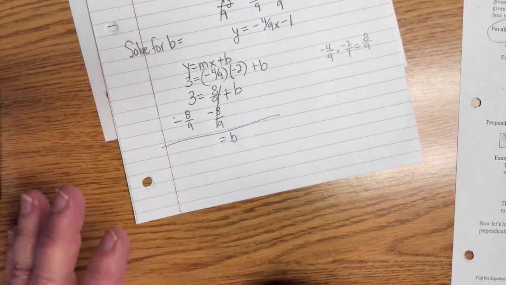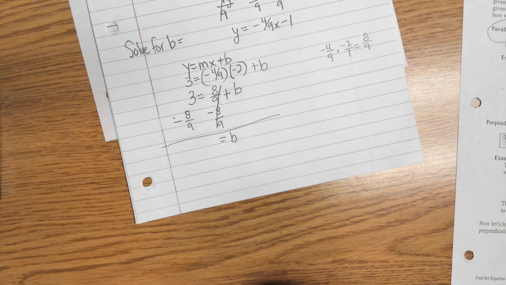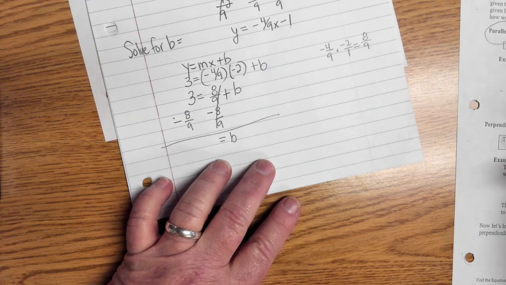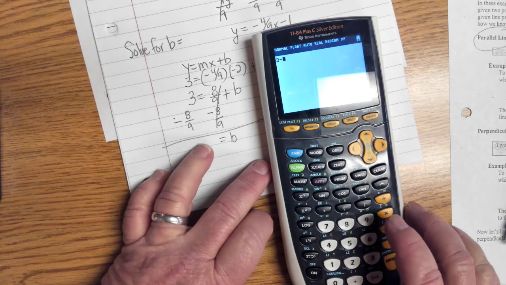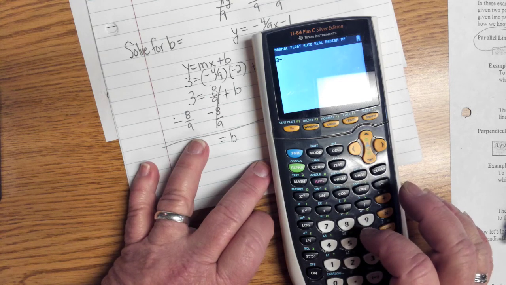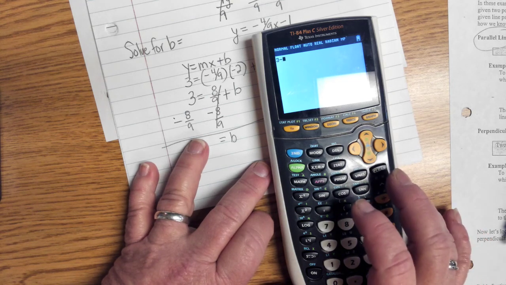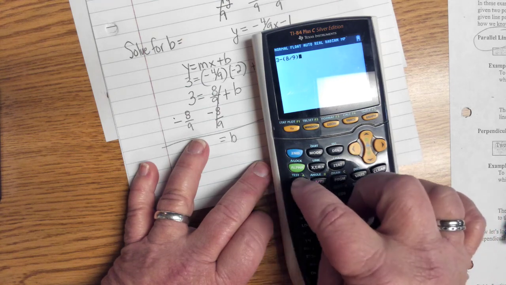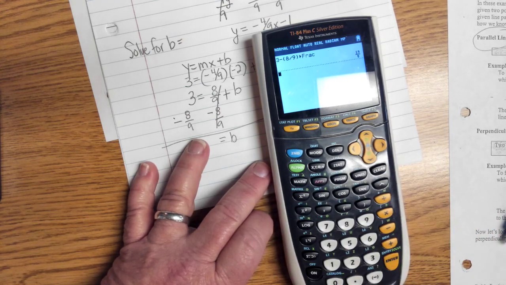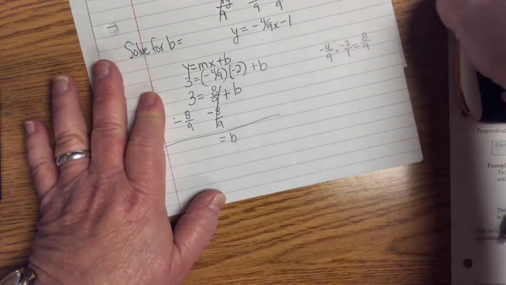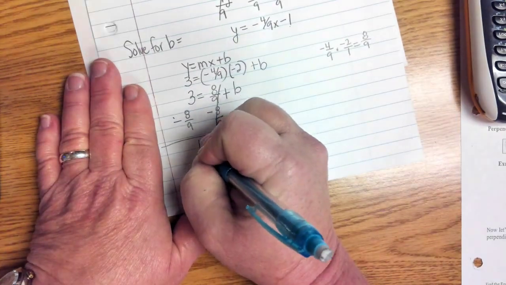Now, some of you are going to go, oh, okay, but I don't want it in decimal form. I want you to leave it in fraction form. So you can do this one of two ways. You can take your calculator and you can do 3 subtract 8 divided by 9, and then you're going to hit math, enter, so that it'll leave it as a fraction, and what do you get? 19/9. Okay, so it's 19/9 positive.